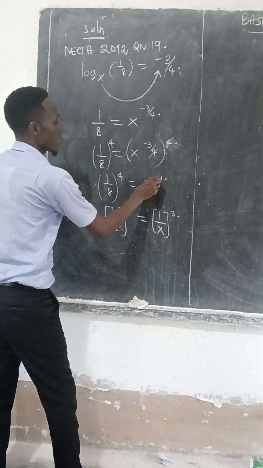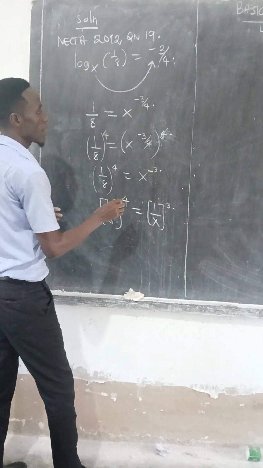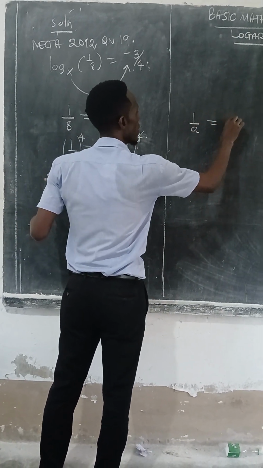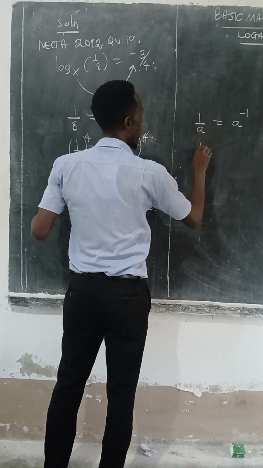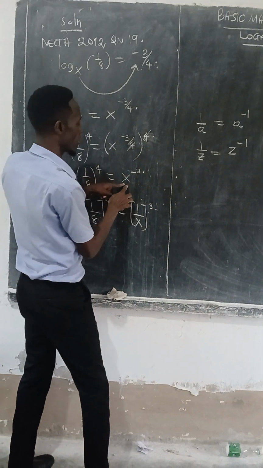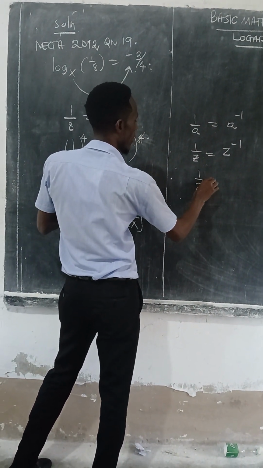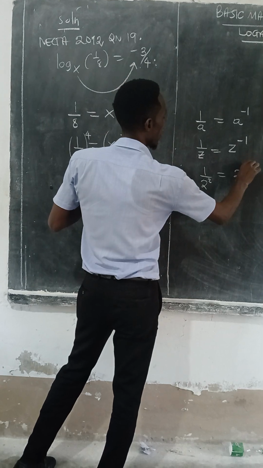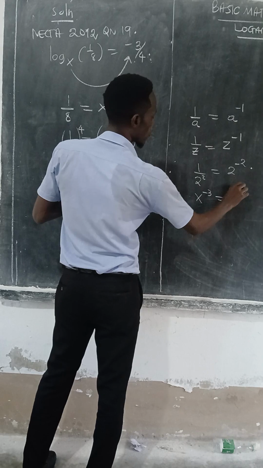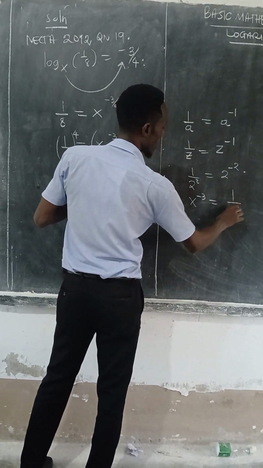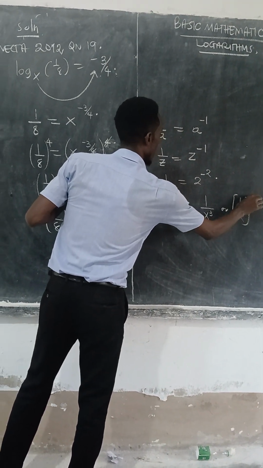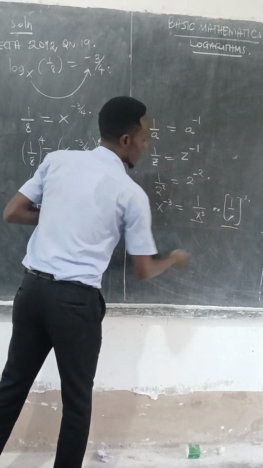So about writing the negative exponent, for example, maybe you have 1 over a. Writing this is equal to writing a to the negative 1. So 1 over z equals z to the negative 1. And 1 over 2 squared equals writing 2 to the negative 2 in this way. So how about this one? x to the negative 3 equals 1 over x cubed, or 1 over x with exponent 3. This one and this one are the same.